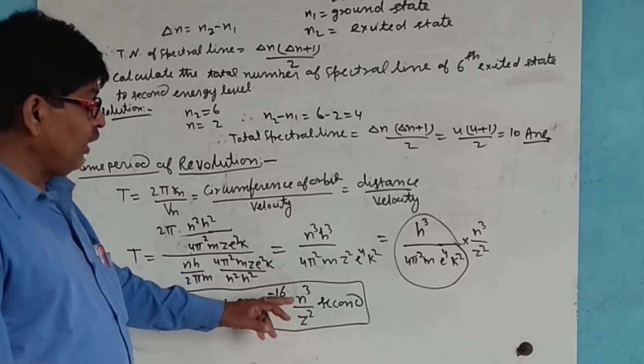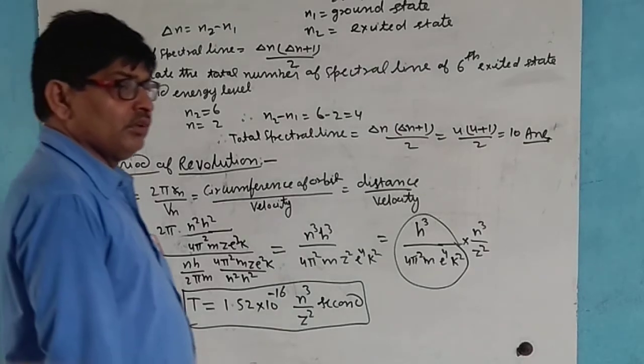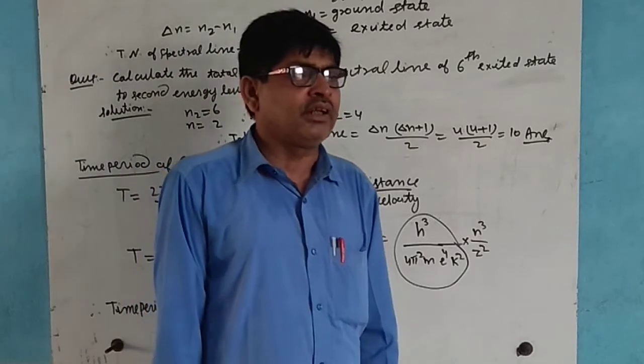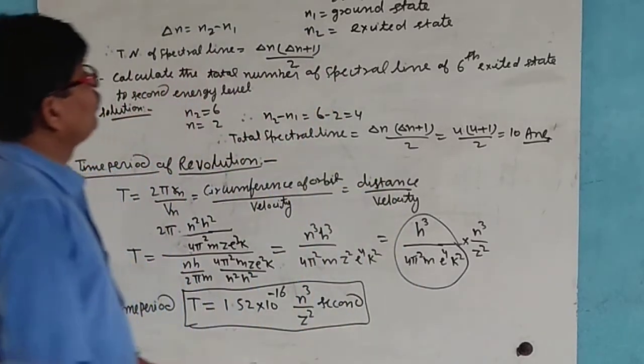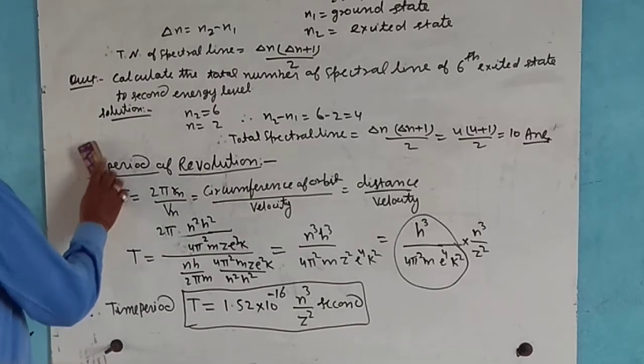We put the values of n and z, and we get the time period of electrons that revolve around the orbit. Now we take a problem.